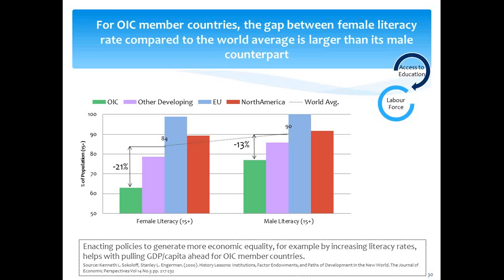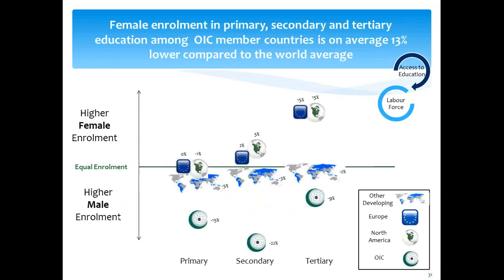And the reason why this is important is that we believe, and studies have shown this, that enacting policies to generate more economic equality, and one of the ways to do that is by increasing literacy rates, helps in pulling GDP per capita ahead for OIC member countries. Now, digging a little bit deeper into why we think that the female literacy rate is lower, let's look at the enrollment rates. Let's look at how the females versus males are enrolled in primary, secondary, and post-secondary, sometimes referred to as tertiary education.